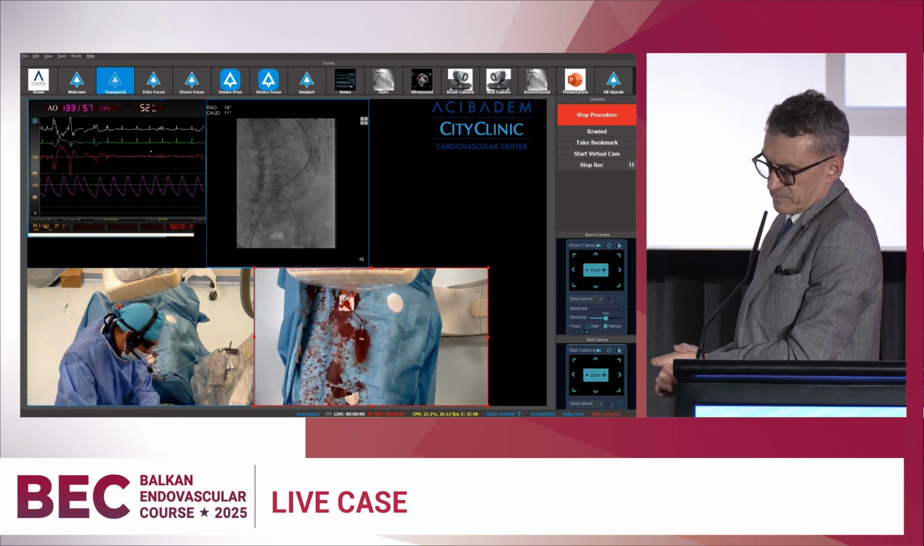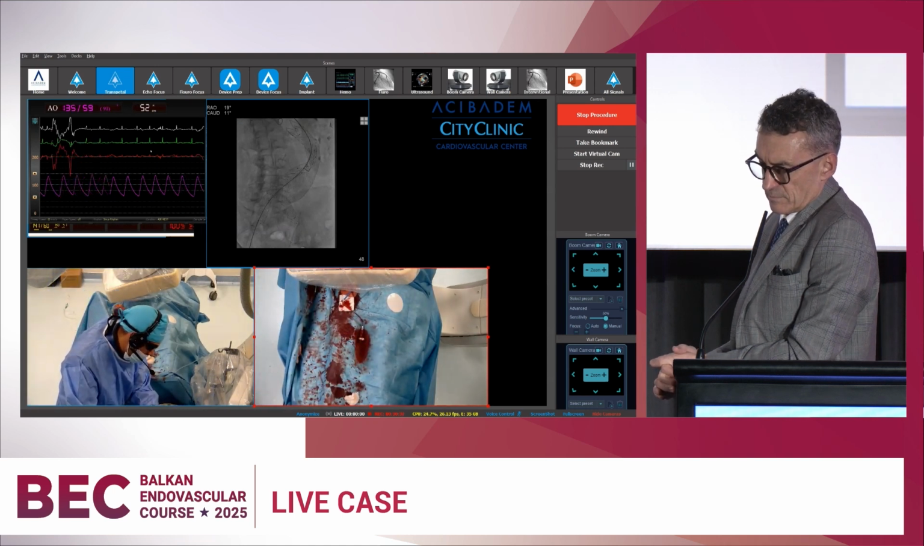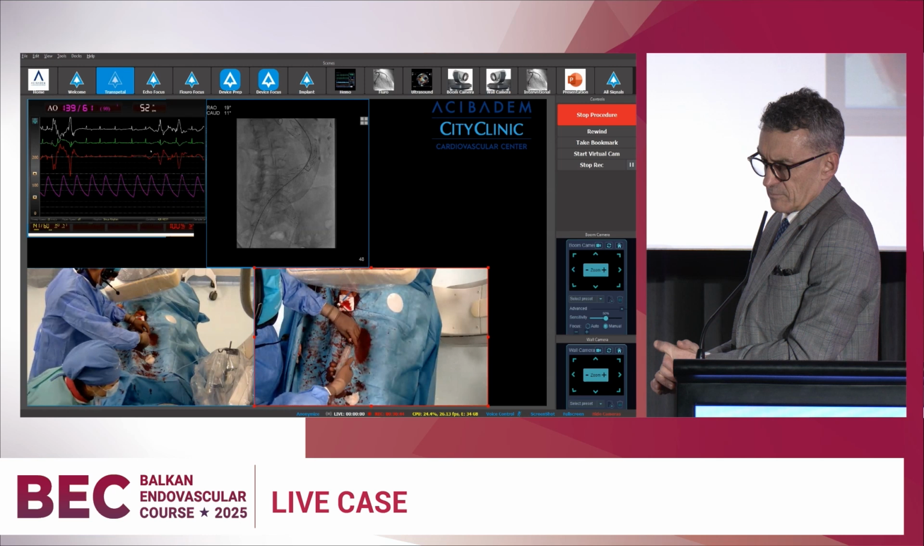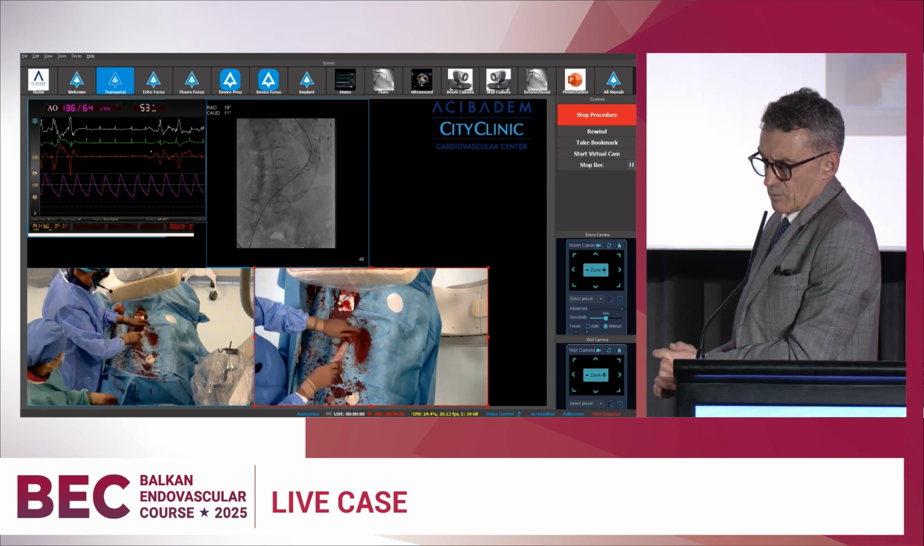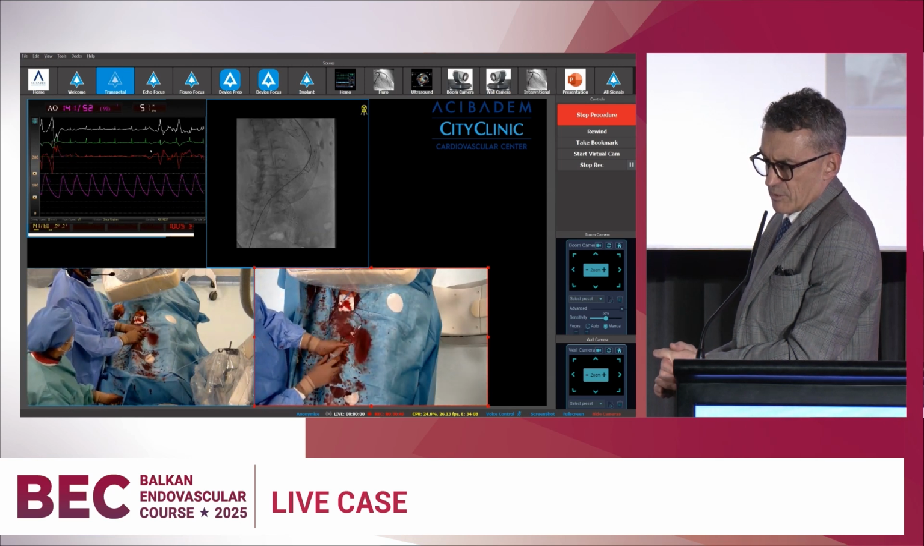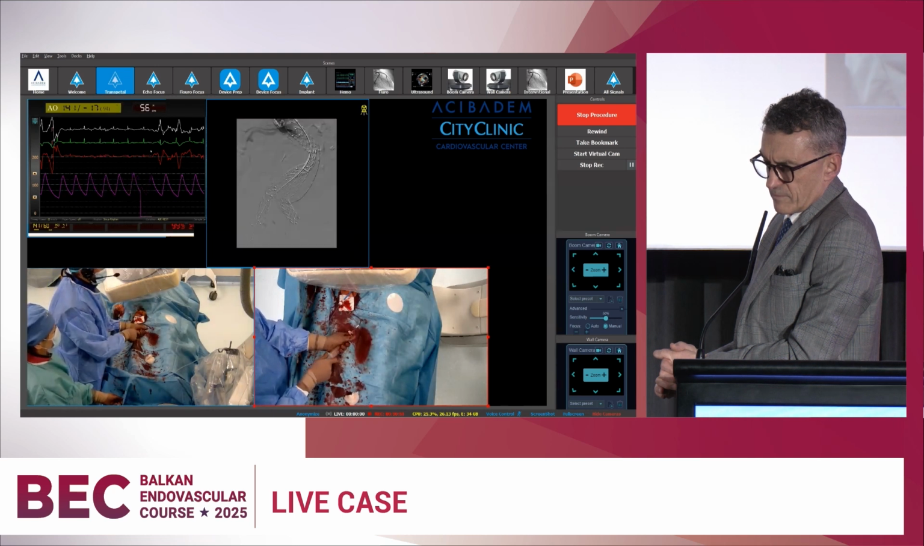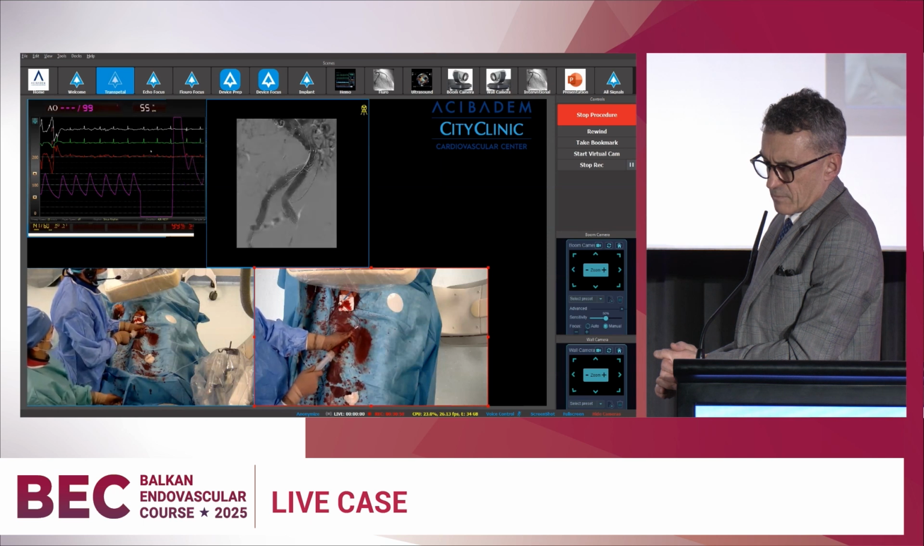Yes. We remember the iliac, it's very tortuous. And also a different angulation of the C-arm might be helpful. You can do it now. It's okay. I have the flow. Okay. Yeah, that looks very good. Wait.